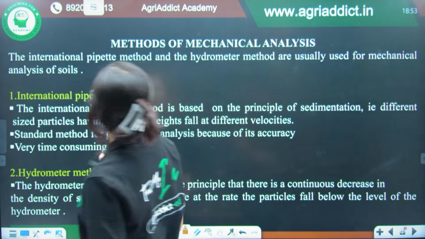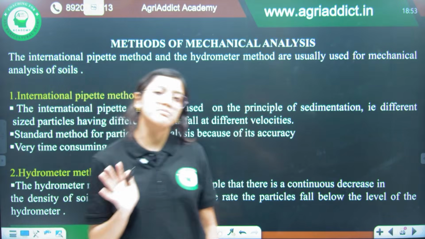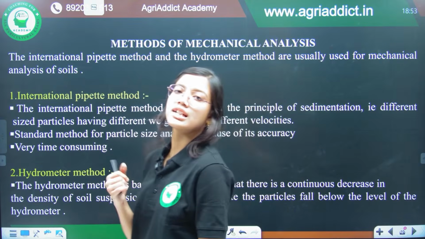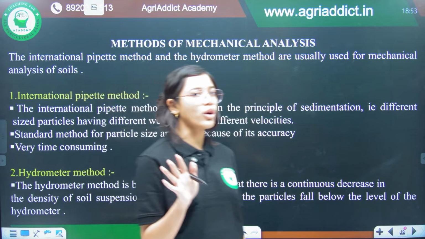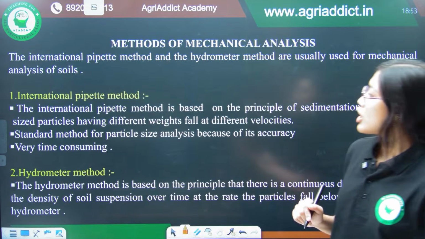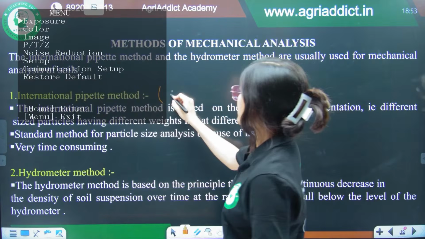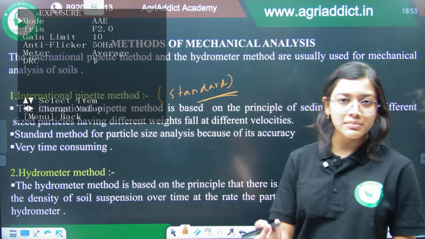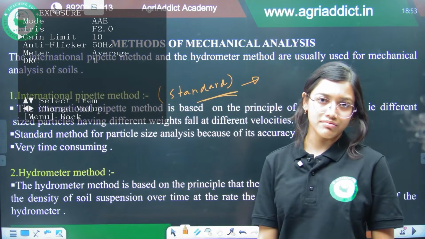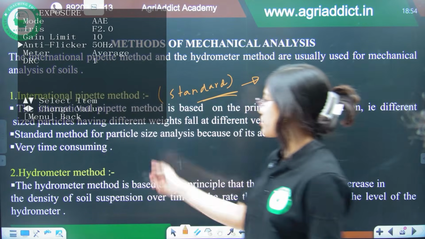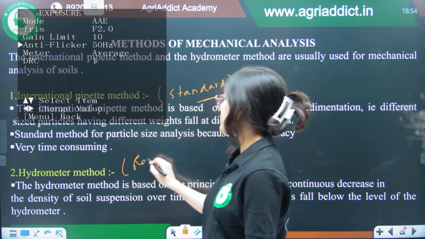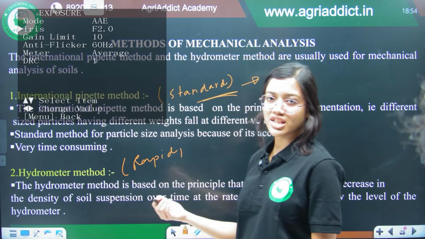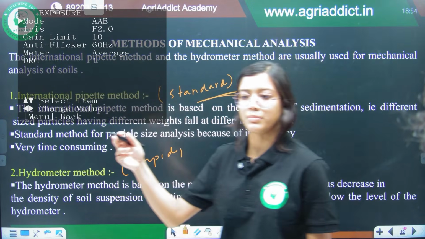Now, we were discussing the different methods of mechanical analysis of our soil separates, and we have two most important methods. One is the international pipette method and the other is the Bouyoucos hydrometer method. The international pipette method is the most standard method for estimation, and because it is the standard method, it takes much time to complete. Whereas the Bouyoucos hydrometer method is a rapid analysis, and you can measure the texture of different soil samples together at one go.